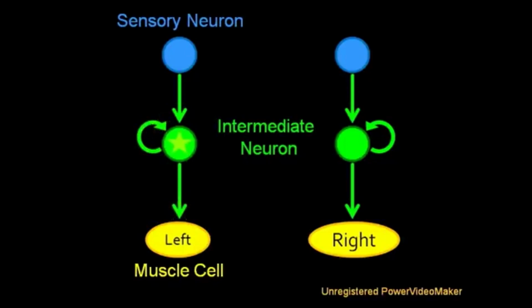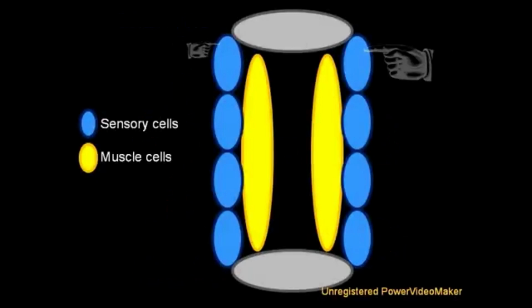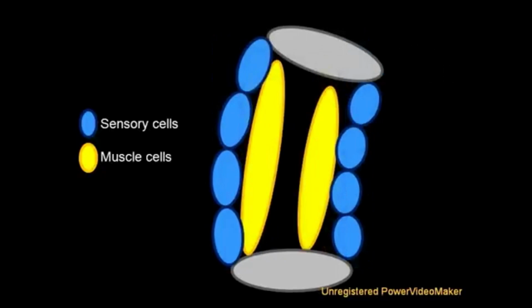But how can a simple circuit make decisions? Let's imagine a case where stimuli come from both sides and the animal needs to contract only the muscles on the side where the stimulus is greater, as it would be a waste of energy for the organism to fight itself and contract both muscles.